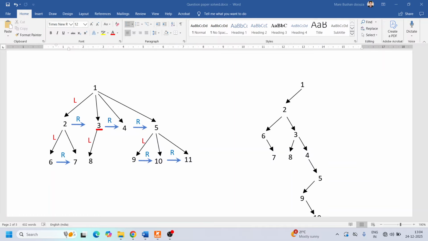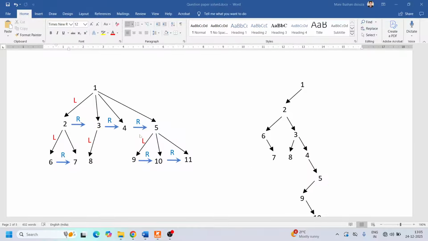Start with the 3 now. To the right of 3 is 4. To the right of 3, you have 4 here. Okay. Now to the right of 4, you have 5. So you mark that: to the right of 3, you have 4, and to the right of 4, you have 5.